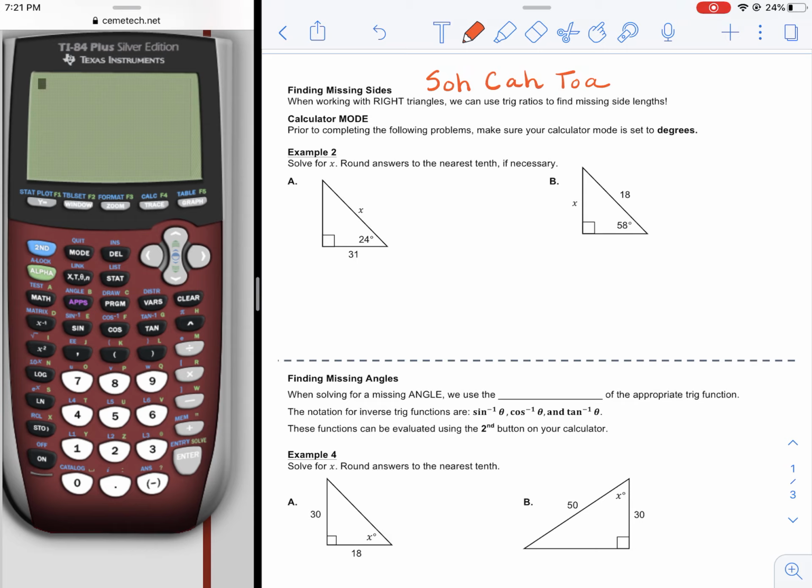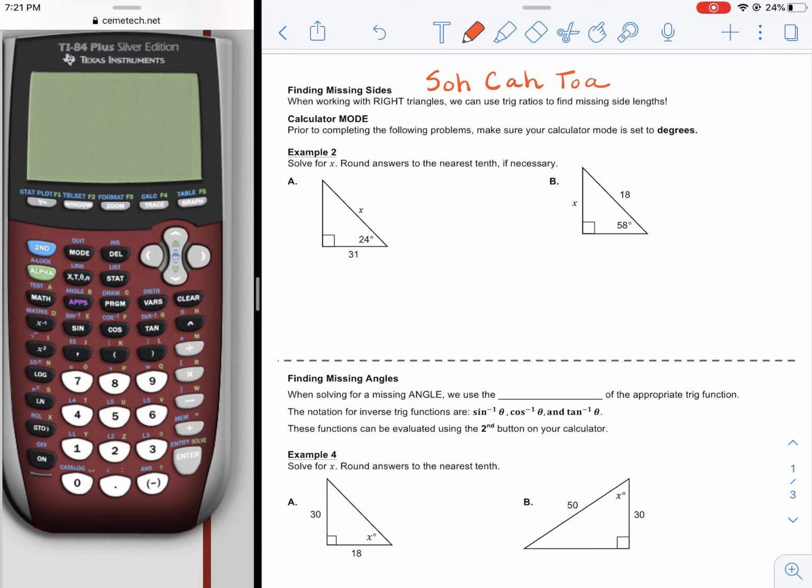I want you to hit the mode button, which is right next to the second button. And I want you to make sure that the word degree is highlighted. If it's not, go ahead and scroll over to degree, hit enter until it's blinking, and then hit second mode and go back to your home screen. We have to make sure our calculator is in degree mode when we do these problems.